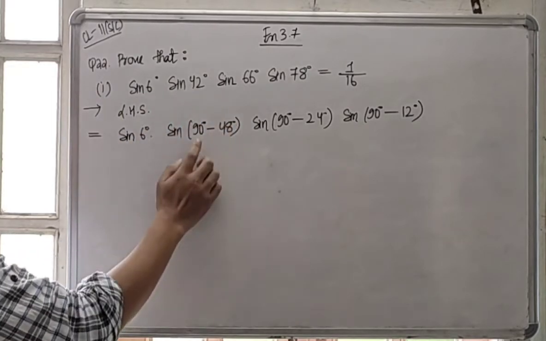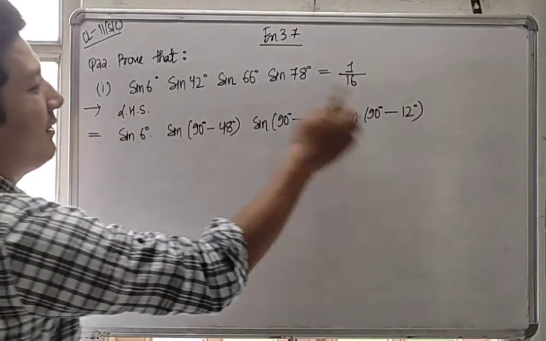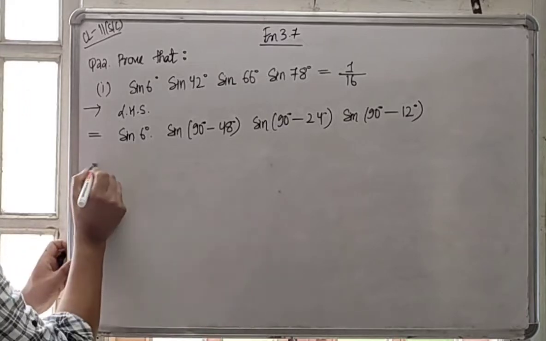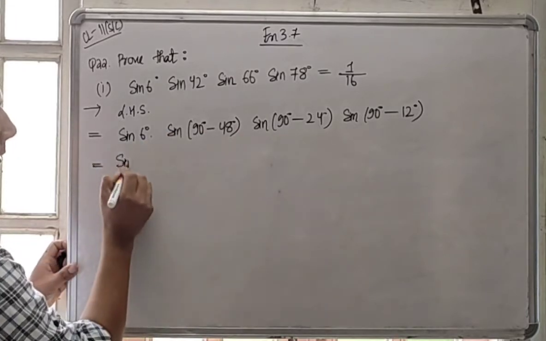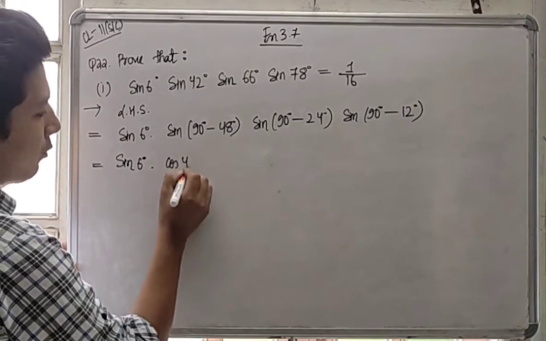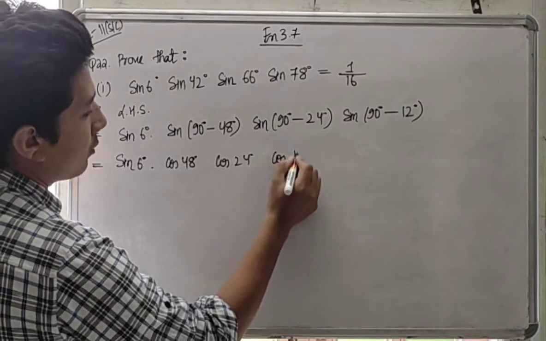42 we can write as 90 minus 48, 66 as 90 minus 24, and 78 as 90 minus 12. Therefore after this what we get is sin 6°, and since sin(90 minus theta) is cos theta, that is cos 48, cos 24 and then cos 12°.